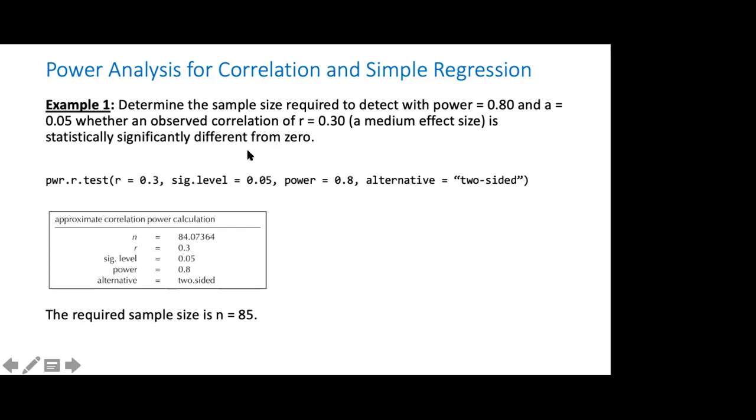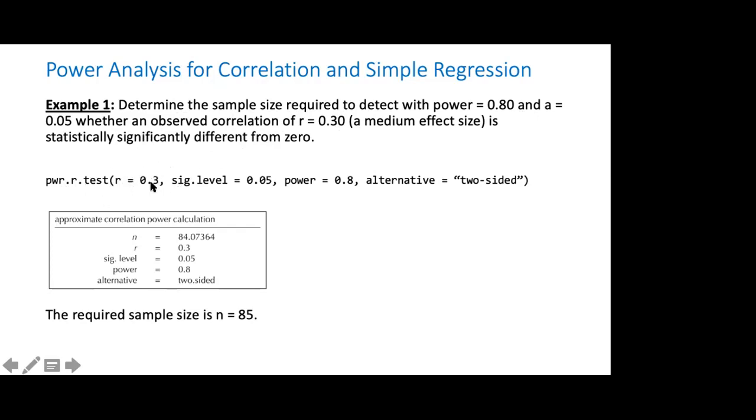That is statistically significant from 0. So what would be required? Then you just call pwr.r.test, and you give it all these specifications as arguments. So that is what you want to see.